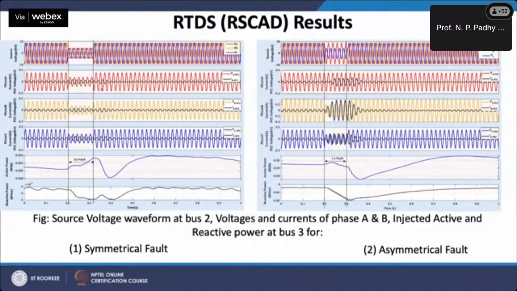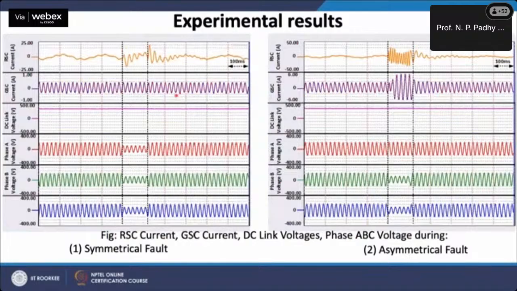The DFIG wind system is exposed to the symmetrical fault with a dip in the stator voltage of 50% of its nominal value in each phase for 5 cycles, that is 0.1 second duration. The PHIL experimentation results are presented in the figures.